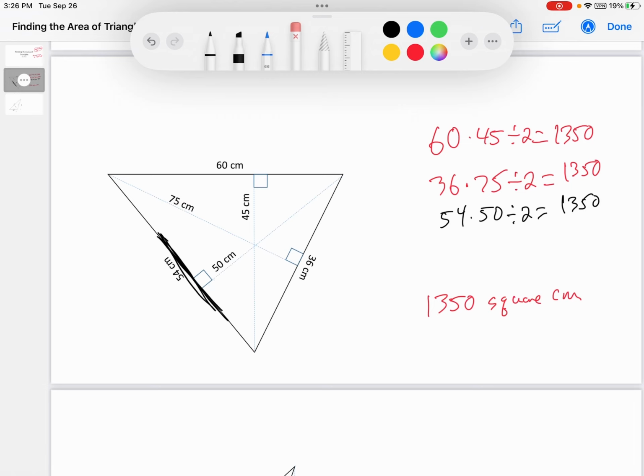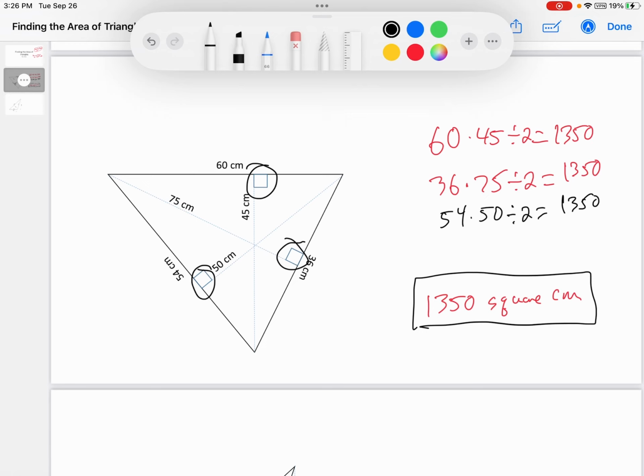We did it three different ways. We used this one, which was 60 times 45 divided by 2. We used this one, which is 36 times 75 divided by 2. And we used this one, which is 54 times 50 divided by 2. In all the cases, we got 1,350 square centimeters.